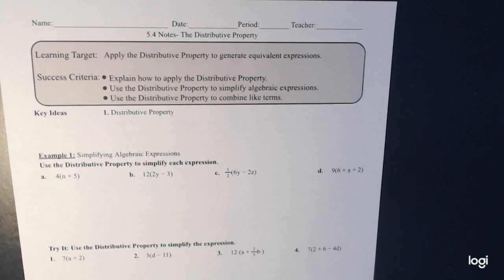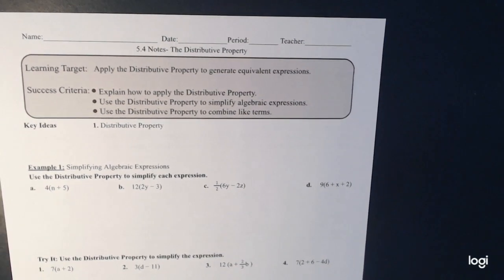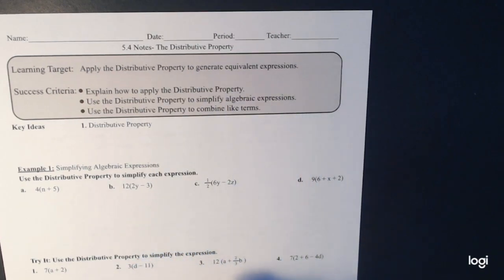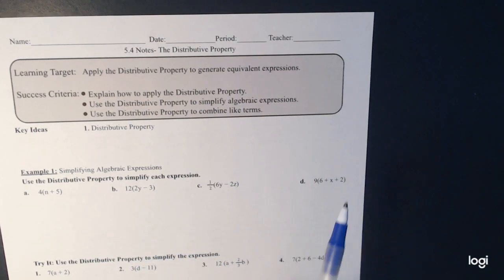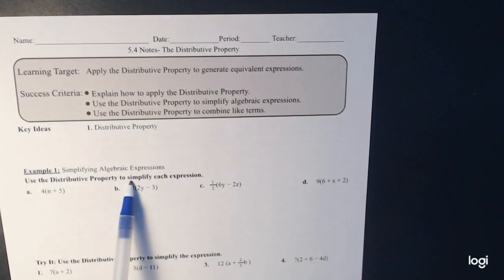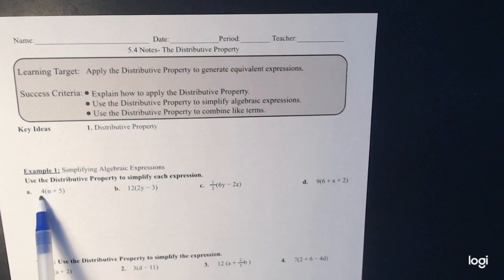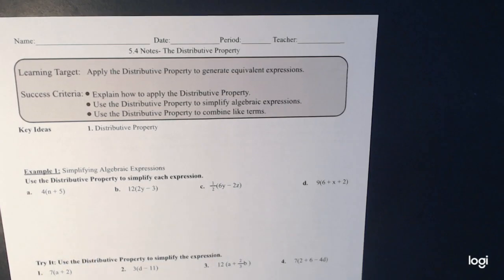We've been talking about properties, and today we're going to do the distributive property. Well, we know what the word distribute means. It means to pass out and give things to others. Well, we're going to do the distributive property here with parentheses. We notice that we have 4 times the quantity n plus 5. Well, we can't do n plus 5, so we're going to do the distributive property.